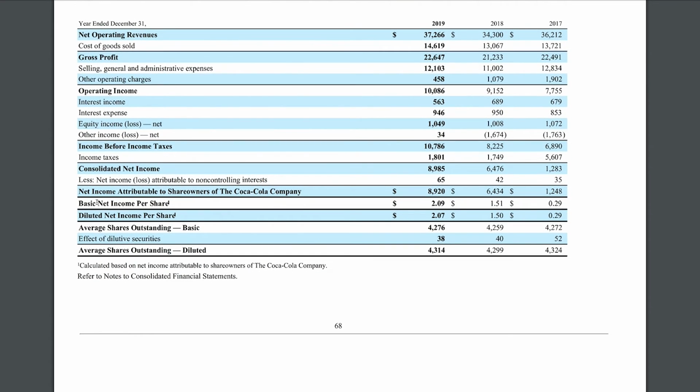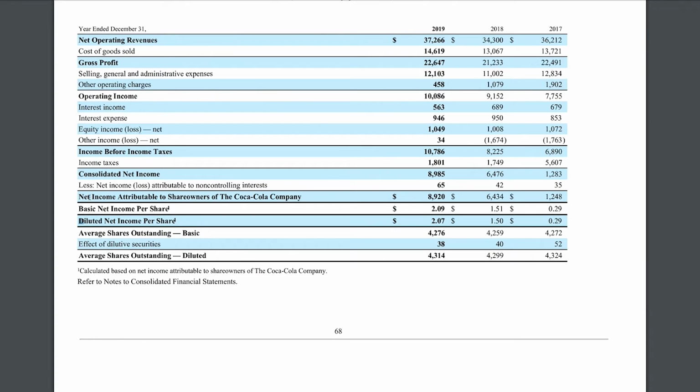Then below that, we have two figures, which are called basic net income per share and diluted net income per share. Now, these figures are most commonly known as basic EPS, earnings per share, and diluted earnings per share. So earnings, again, same thing as net income, same thing as profit. And these are basically the net income figure broken down on a per share basis, because when you're investing in a company, you're buying them on a share basis, right?